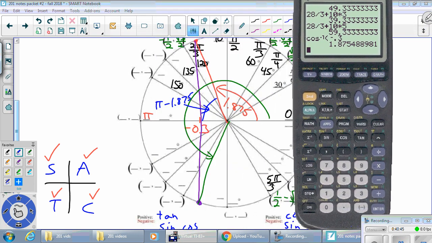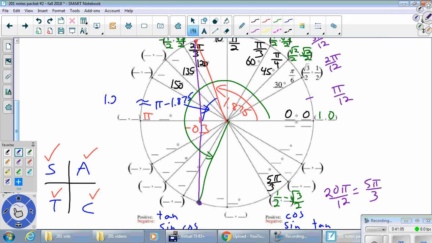In fact, I'm going to store this thing as A. I might need it again. So that's my A, and I'm going to do pi minus that A. Okay, and so 1.266 is the reference angle. And then thinking about symmetry on the circle, we know that this angle here, from there to there, is exactly the same as the 1.266.